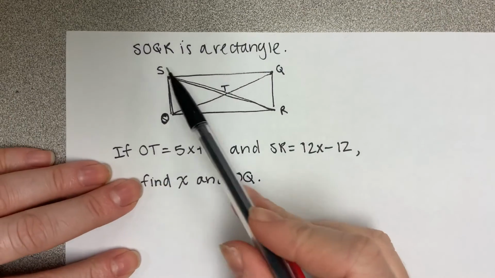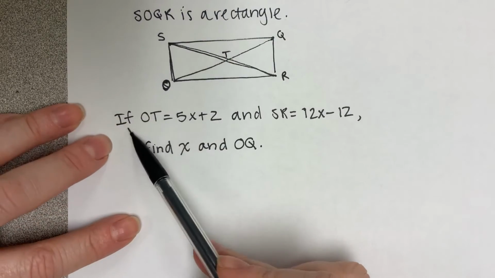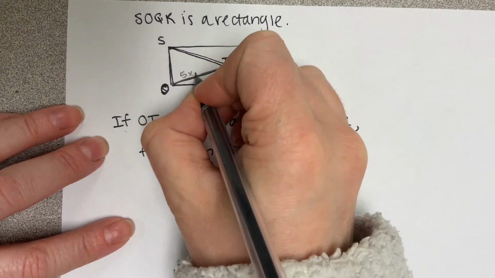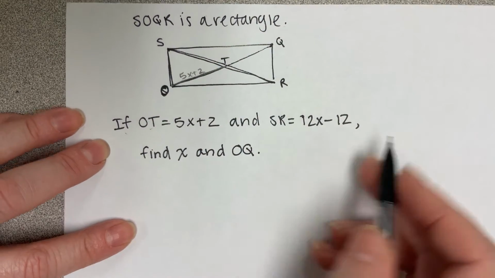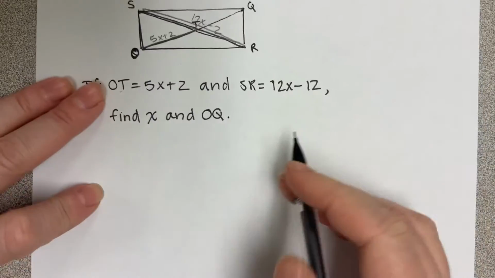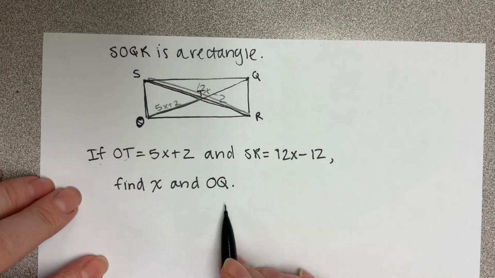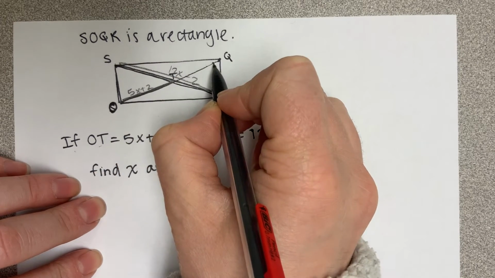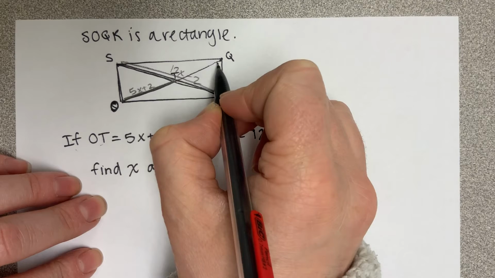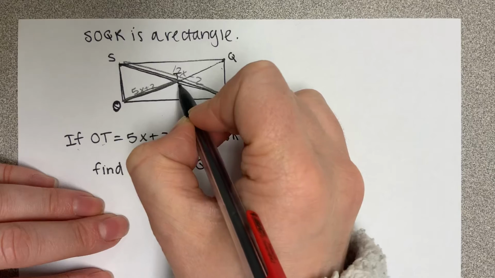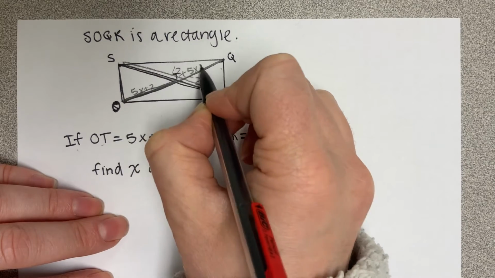The next example I want to look at for quadrilaterals is a rectangle. So SQR is a rectangle, and it tells us OT is 5x plus 2, and SR is 12x minus 12. Find x and OQ. What we notice is that OT is only half of our diagonal, but we know the diagonals bisect each other, which means they cut each other in half. So if OT is 5x plus 2, TQ is also 5x plus 2.